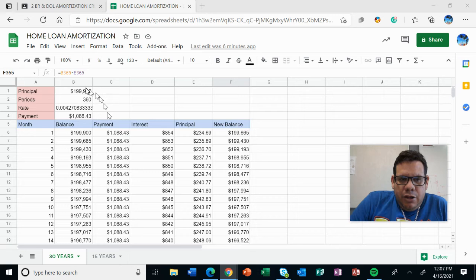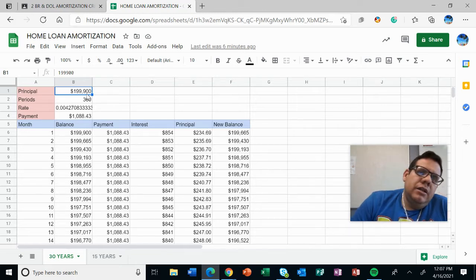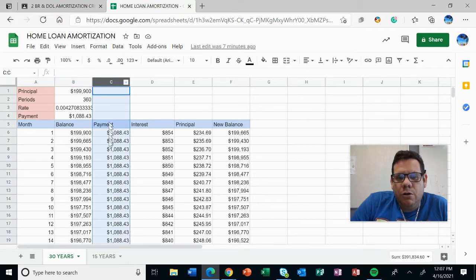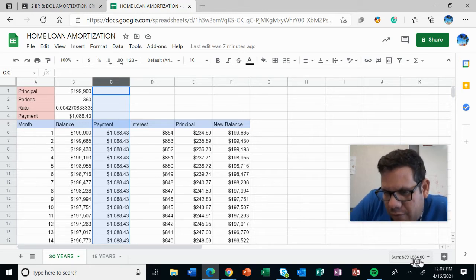Please notice that the principal is almost $200,000. That's a lot of money, but you will actually pay more than that. So let's select the whole column C. If I select this, just by clicking on it, the whole column will be selected, and the sum for everything is almost $400,000: 391,834 with 60 cents.